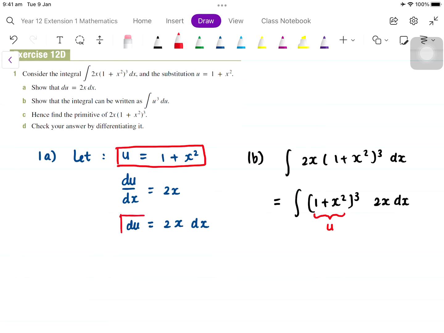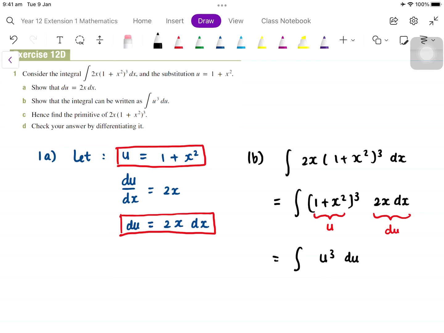Now from our previous work as well, we know that du is equal to 2x dx. So I can write this as du. So now what we've got is just the integral of u to the power 3 du. So that answers the second part of the question: show that the integral can be written as u cubed du.